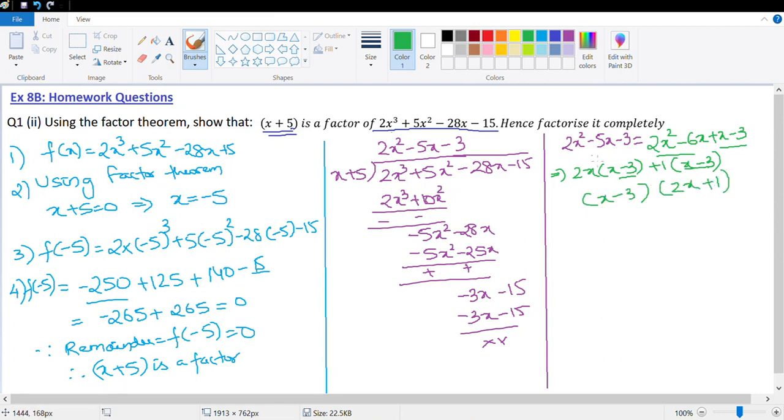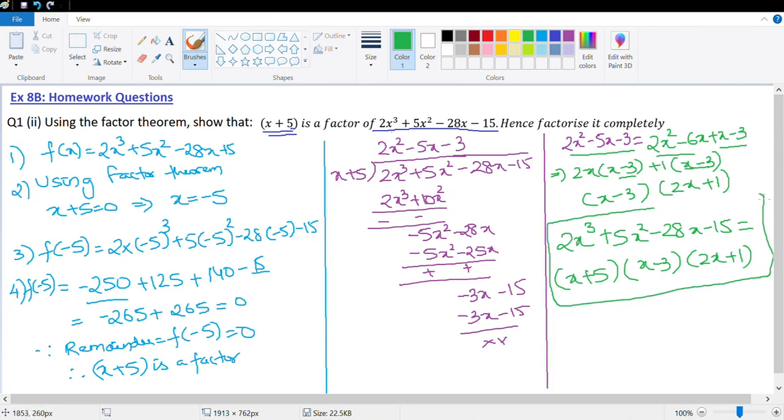Now that we figured out the factorization of this term, let's write the final answer in the form of the original question, which is 2x cubed plus 5x square minus 28x minus 15 will be equal to the first term, which we figured out as a factor, that was x plus 5, and then x minus 3, and then 2x plus 1. Please note this last step of writing your answer together is extremely important. There is 1 mark in your exam for the last step where you write all factors together. Good, let's look at the next question.